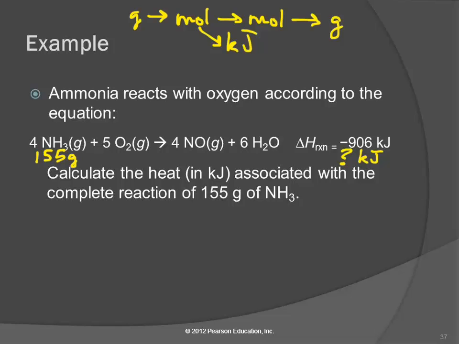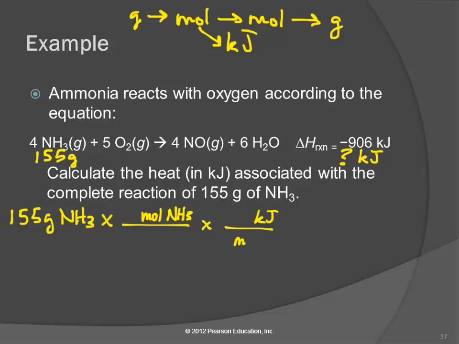So we're going to go grams to moles to kilojoules. These problems end up being a little bit easier because there's only 2 steps instead of 3. So 155 grams of ammonia, we're going to convert to moles of ammonia, and then we're going to convert to kilojoules. Units first. Moles of ammonia down here to cancel that one. Grams of ammonia over here to cancel that one.